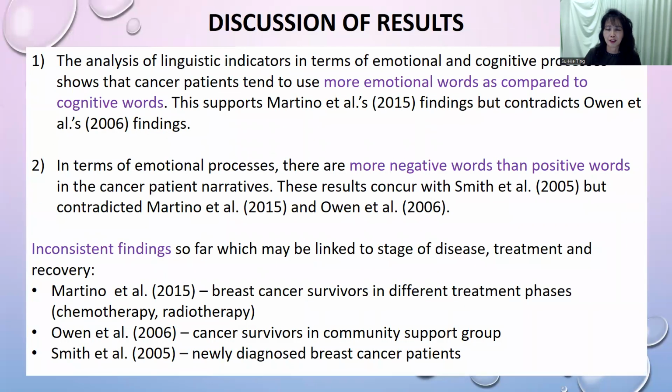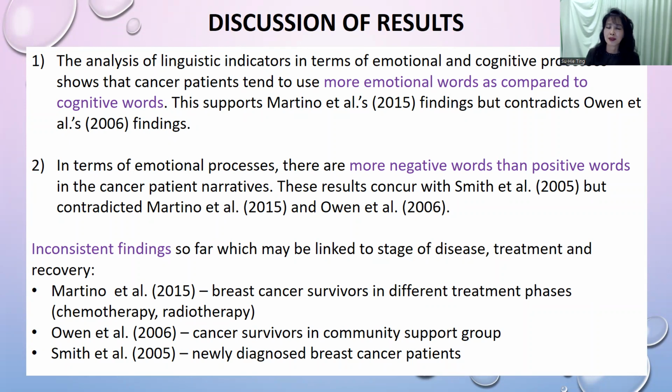Finally, for the discussion of results, the analysis of linguistic indicators in terms of emotional and cognitive processes shows that cancer patients tend to use more emotional words than cognitive words, and this supported certain findings and contradicted others. Now, within the category of emotional processes, we found more negative words than positive words. And the results again supported some findings and contradicted others.